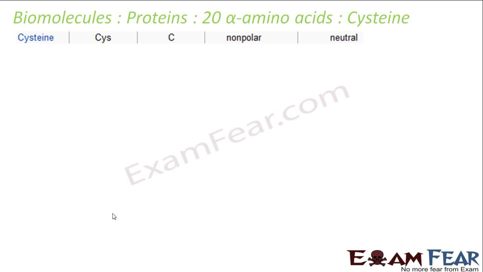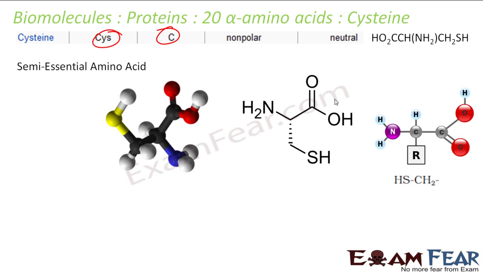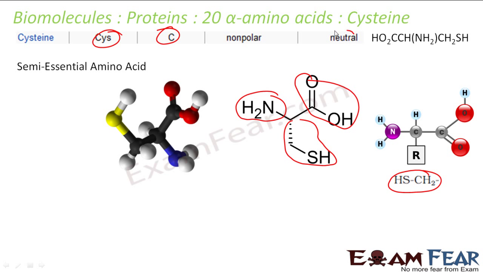The next is cysteine. CYS is the 3-letter code. The single letter is C, and it is neutral. This is also semi-essential. Why? Because it is essential for infants, the elderly, and sick people, or people with metabolic disorders. This is water soluble. This is the structure. If you compare, this becomes my R. There is only 1 NH2 group and 1 COOH group, so it is neutral.